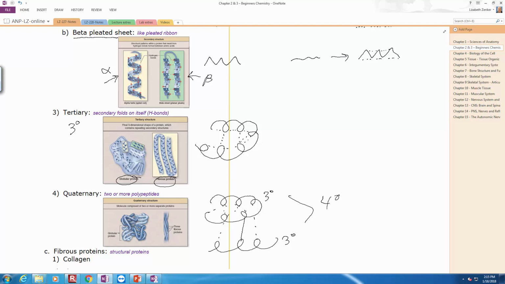So it looks like I better stop now, and we will continue finishing with the fibrous and globular protein shapes when we come back on Tuesday.